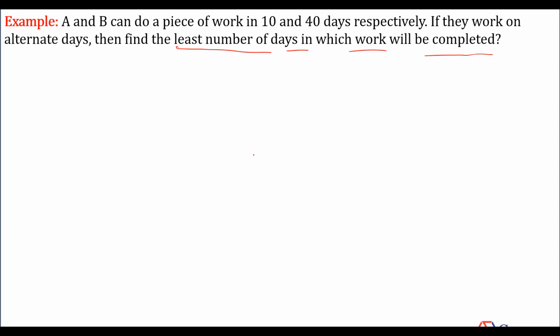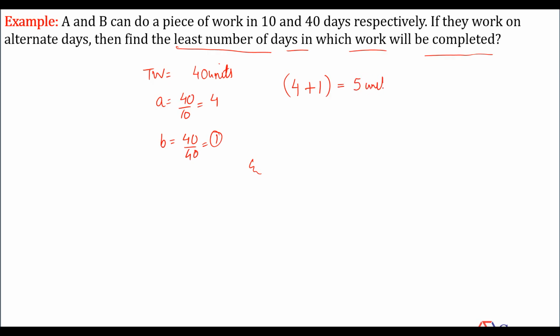Yes or no? So what's given here? 10 and 40. LCM of 10 and 40 will give you 40 units. So the total work here is 40. A is going to start the work because you want to finish the work in the minimum number of days. So A's 1 day's work will become 40 by 10, that is equal to 4. And B's 1 day's work will become 40 by 40, that is equal to 1. How will they work? They'll work on alternate days. So on the first day, A will do 4 units. Next day, B will do 1 unit. So in one cycle, they can finish 5 units.